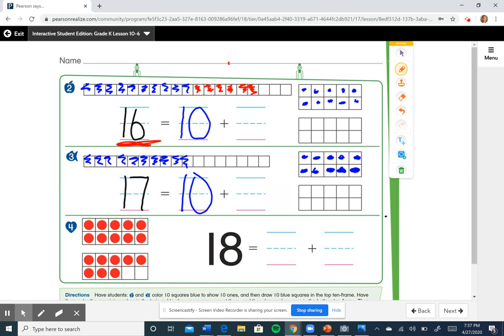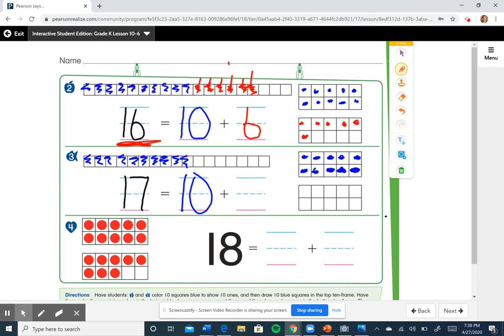So, am I going to color in 16 in the 10 frame here? No. I'm going to color in how many red ones I made. So 1, 2, 3, 4, 5, 6. We colored in 6 reds. 1, 2, 3, 4, 5, 6. So 16 equals 10 plus 6.